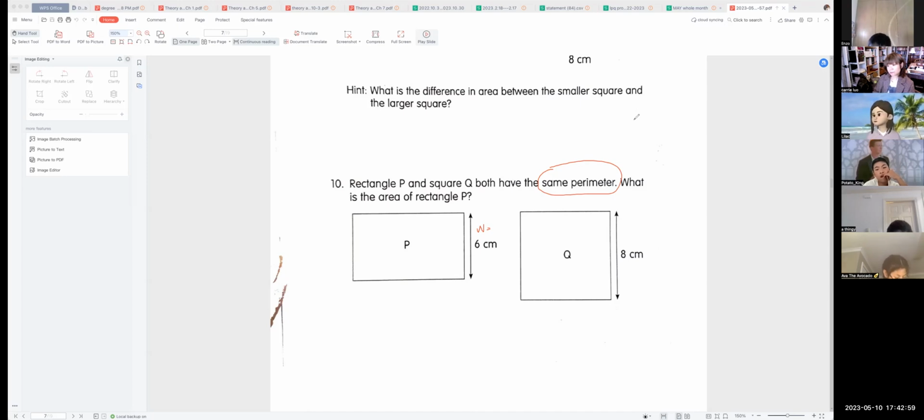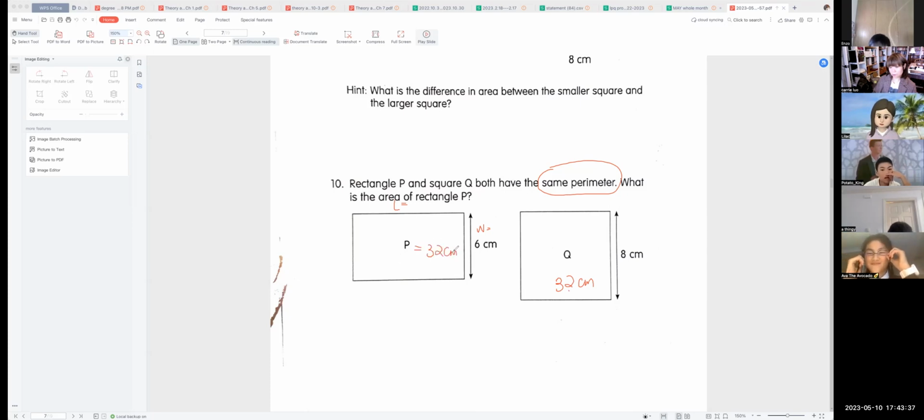如果只知道长方形的一边，能不能知道长方形的周长？In order to know the perimeter of a rectangle, 我们必须要知道 width，也要知道 length，对不对？Yeah. But with knowing the one side of the square, can we know the perimeter? Yeah. So how much is the perimeter of the square? 32. Very good. And we know both P and Q have the same perimeter. So if Q is 32, so P is also 32.